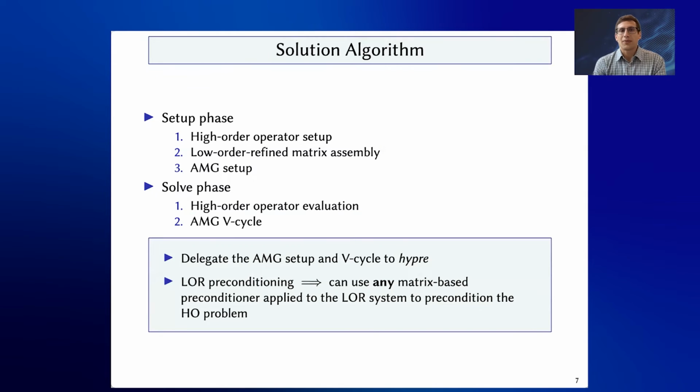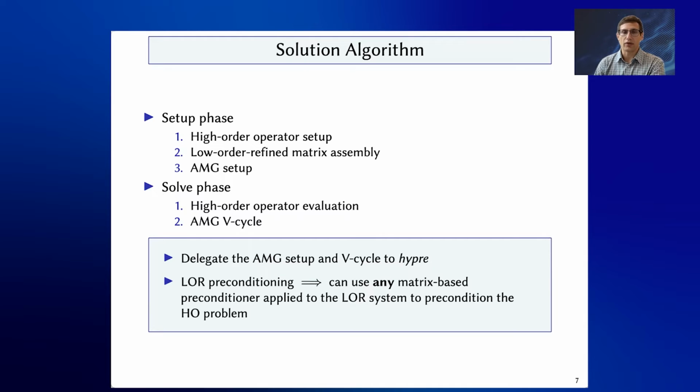In general, the algorithm looks as follows. We have a setup phase where we do our higher order operator setup, like in partial assembly. Now we have an extra step of assembling a low order refined matrix, and then we send that, for instance, to AMG or whatever solver we might be using. That's our setup. Then we move on to the solve, which is a CG iteration. Every iteration, we have our higher order operator evaluation using partial assembly, and then the preconditioner application, or the AMG V-cycle. What we're going to do here is delegate everything having to do with AMG to hypre.